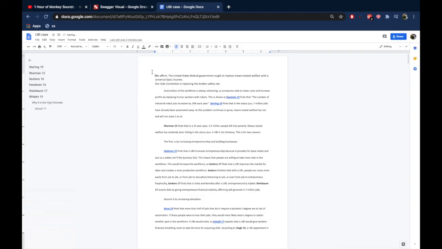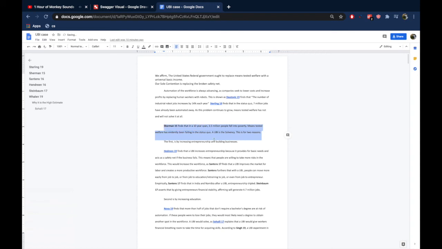Case structure is pretty important, but at the same time, it's also really hard to grasp. So in order to help y'all understand this more, we're going to be breaking down one of the cases that Daniel and I read on the universal basic income topic. For context, the resolution was the United States federal government ought to replace means-tested welfare with a universal basic income. So our argument was pretty simple. It was that automation is going to happen by 2030 and means-tested welfare isn't going to do anything, but a universal basic income would.